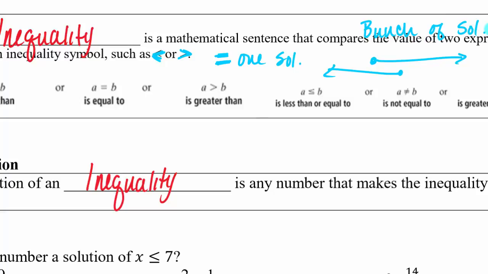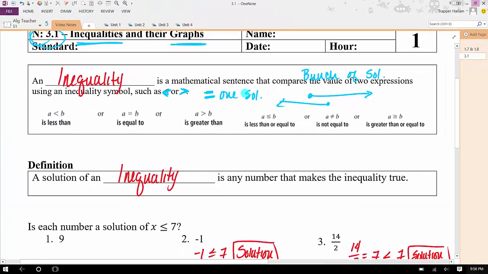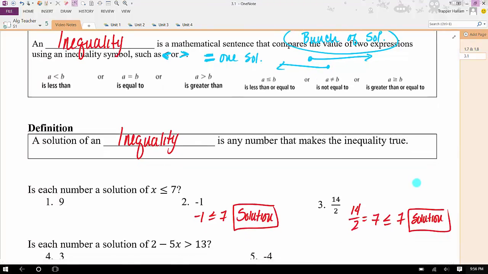So if we finish off the definition here, just to make sure we cover everything on it, it says a mathematical sentence that compares the value of two expressions using an inequality symbol. Again, what you're getting out of this for our terms is it's a bunch of solutions. It's never just one with this. All right, let's get down to it.